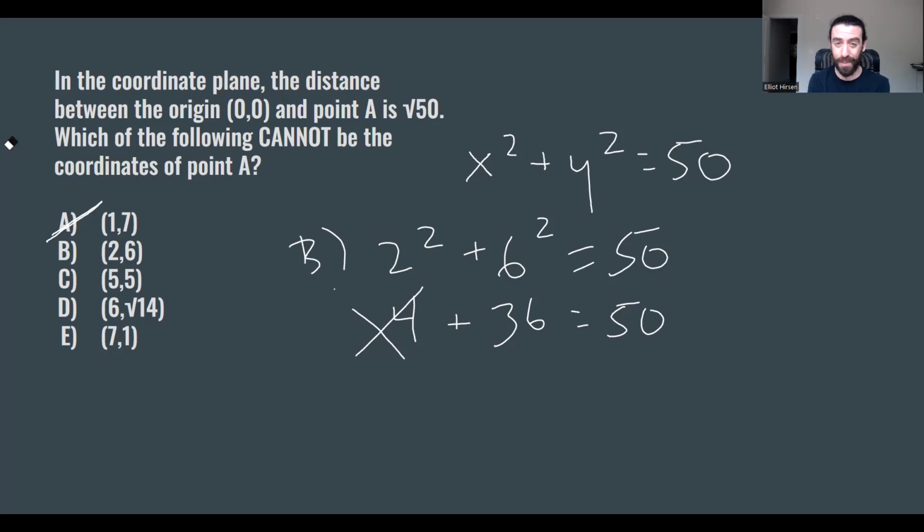It's worth repeating, it is very easy to make mistakes here. So if you are making those mistakes, don't be discouraged at all. That's why we're reviewing this one in such detail. 4 plus 36 is not 50, so those cannot be the coordinates of point A.